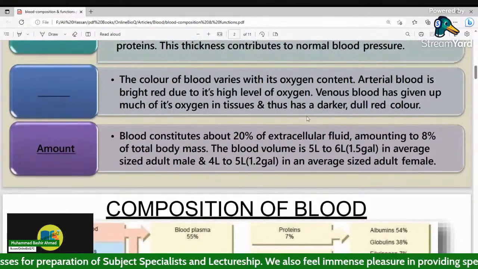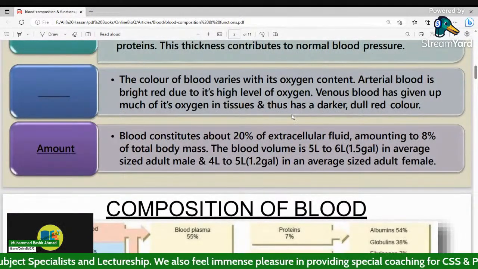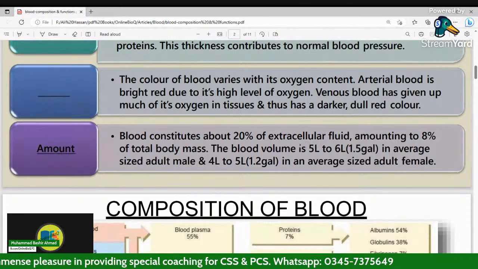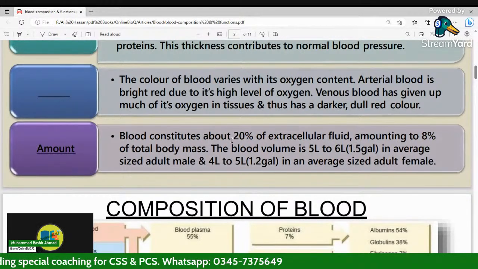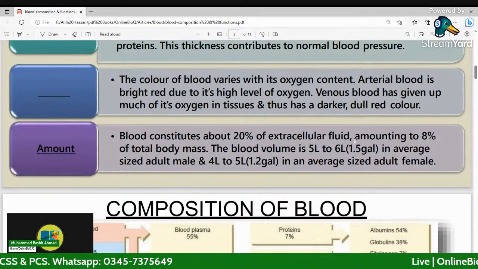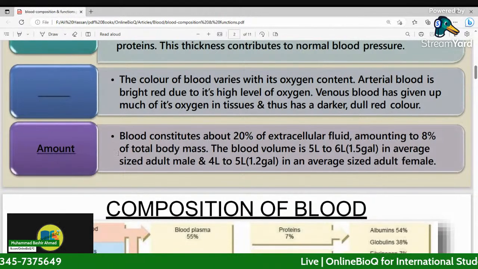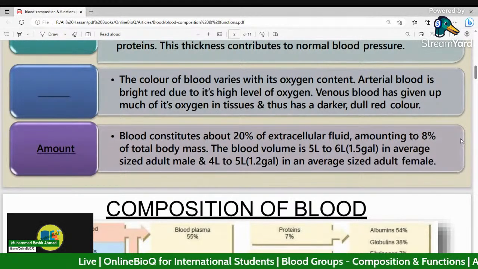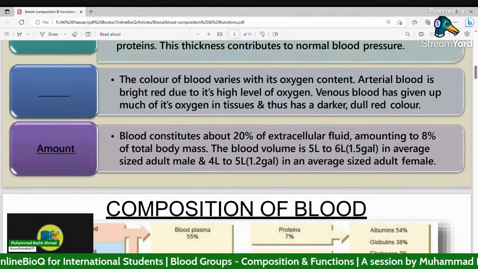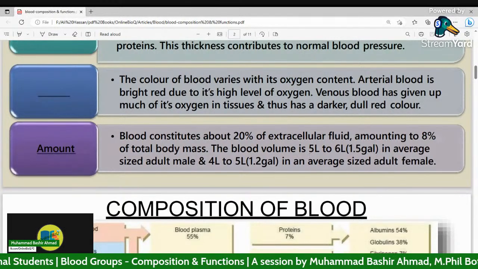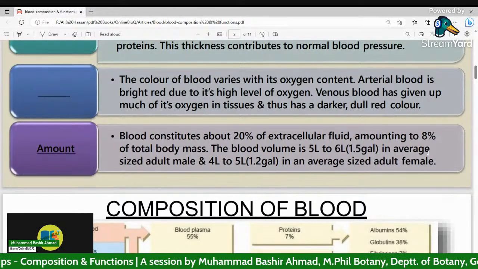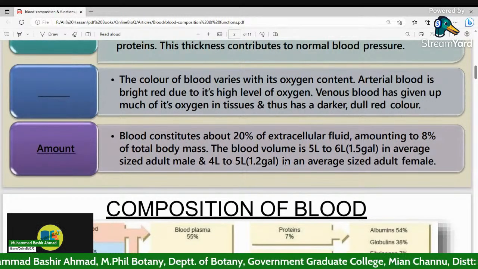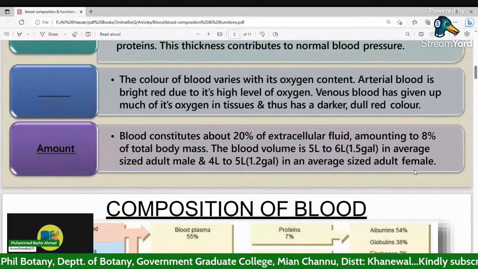When we talk about amount of blood in individuals, blood constitutes about 20% of extracellular fluid, amounting to 8% of total body mass. The blood volume is 5 liters to 6 liters in an average sized adult male and 4 liters to 5 liters in an average sized adult female.